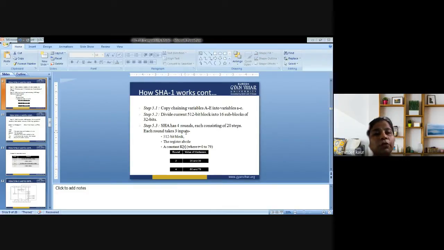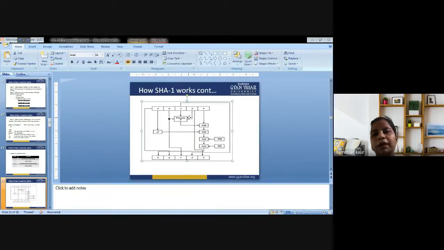But each round could take 3 inputs: the 512-bit block, then the registers ABCD in which values are copied, and the constant, where we are supposed to count from 0 to 79. We are supposed to start it from 0. So this is the round, this is the value of t. So if it is round 2, the value is between 20 and 39. If it is round 4, then the value is between 60 and 79. So this is the way my SHA works.